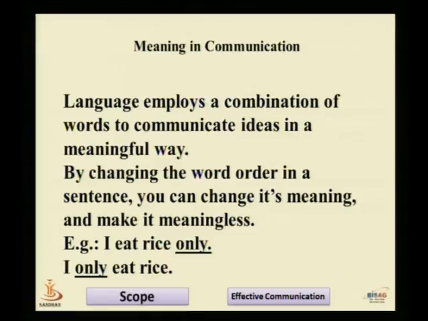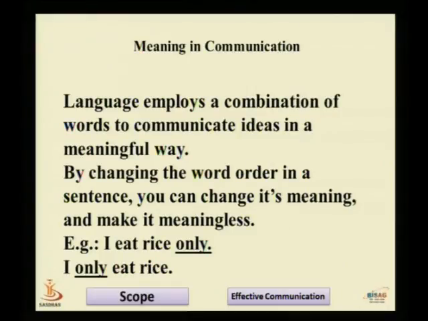By changing the word order in a sentence, you can change its meaning. Just have a look at the example. I eat rice only. Please pay your attention to the underlined word in the sentences. I eat rice only and I only eat rice. Do you think both the sentences convey one and the same meaning?